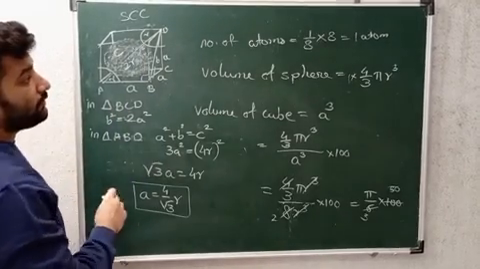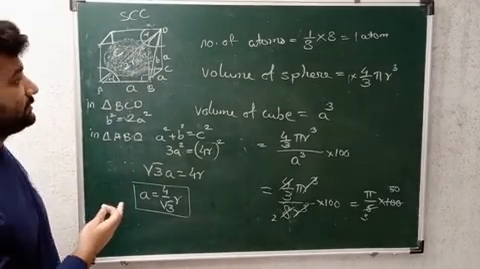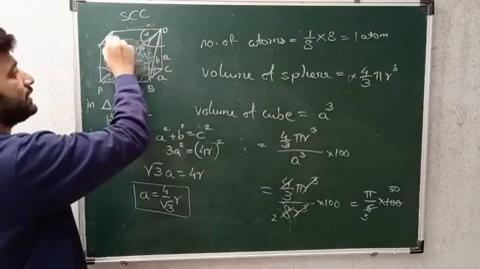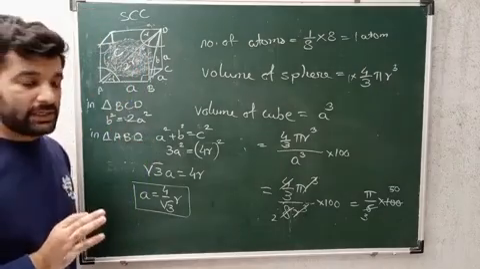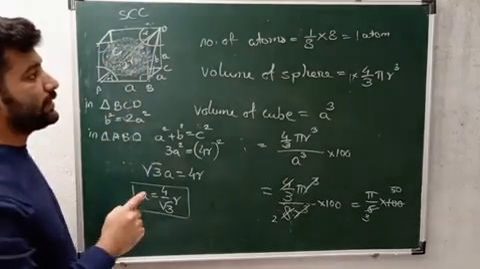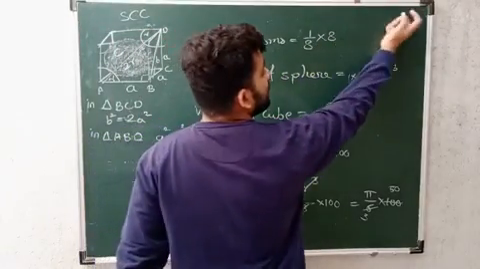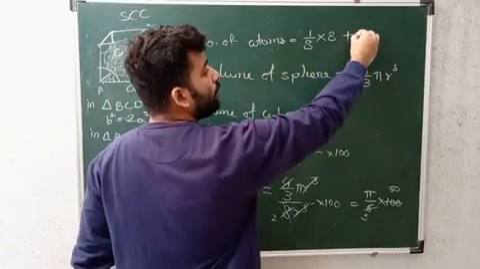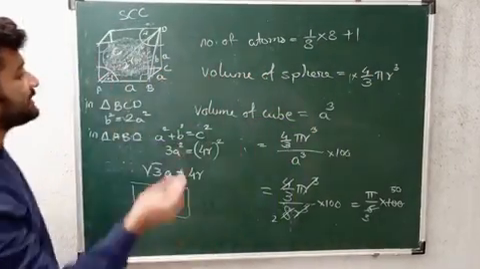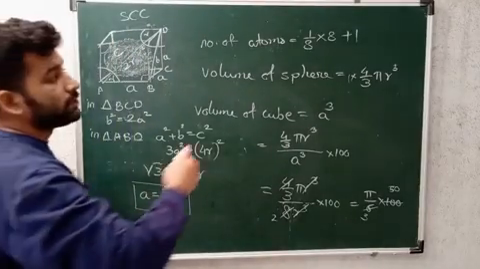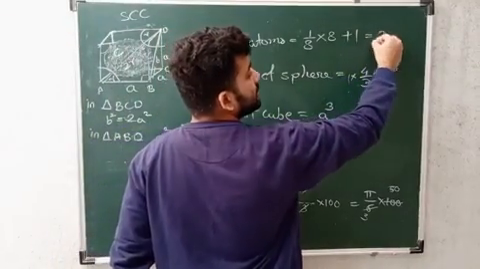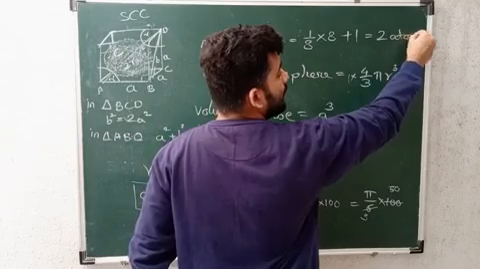Now we have to find out the total number of atoms. At each corner there is 1/8 atom, so this will always be there with us. And one whole atom is placed at the center of that cube. So we will get 1 plus 1 is equal to 2 atoms.